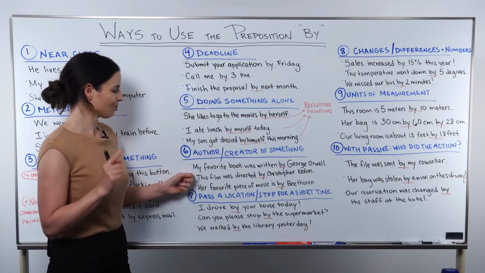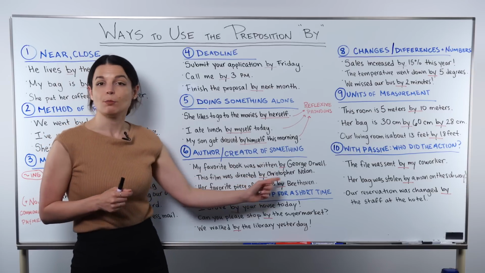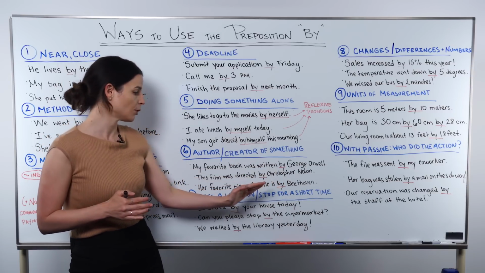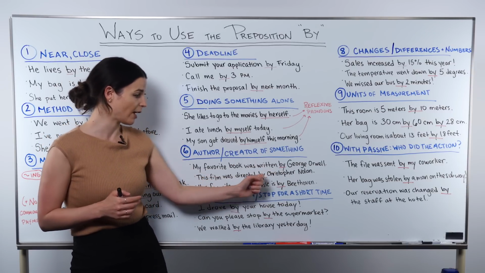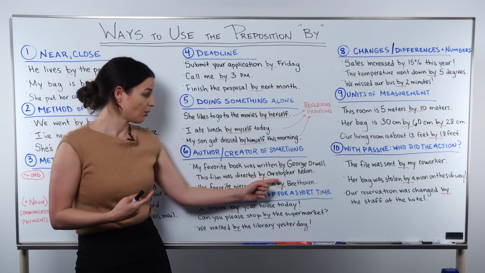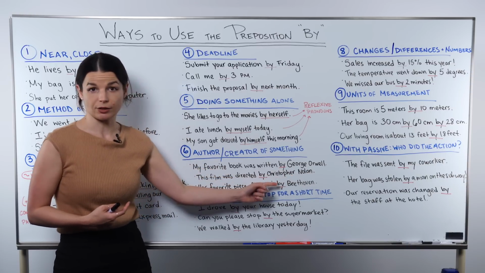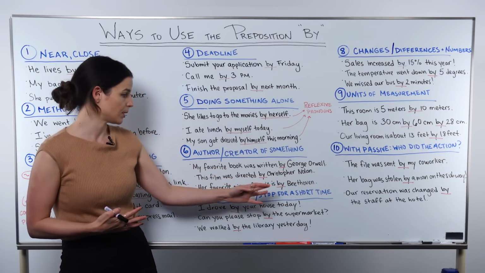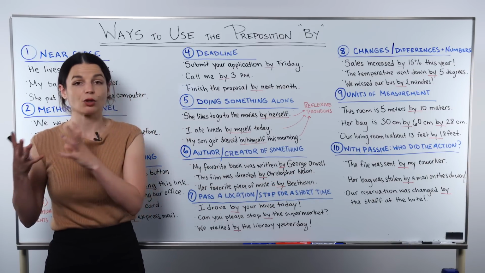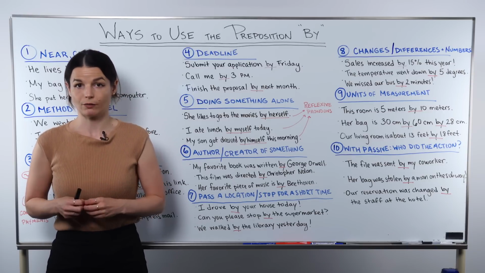Second example, this film was directed by Christopher Nolan. So we have by before the director's name, the movie director's name in this case, Christopher Nolan. So again, this is talking about the creator of a work or the director of a work.